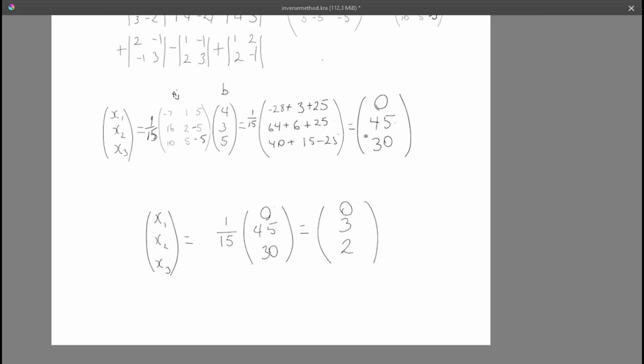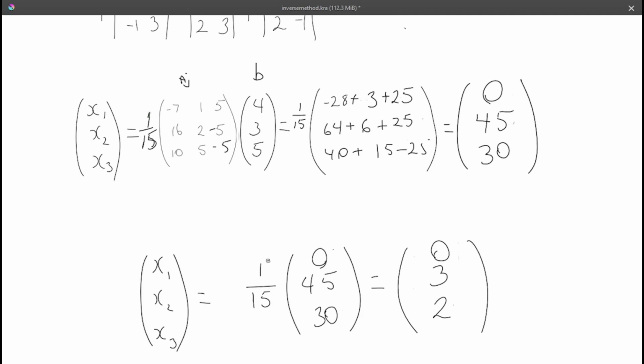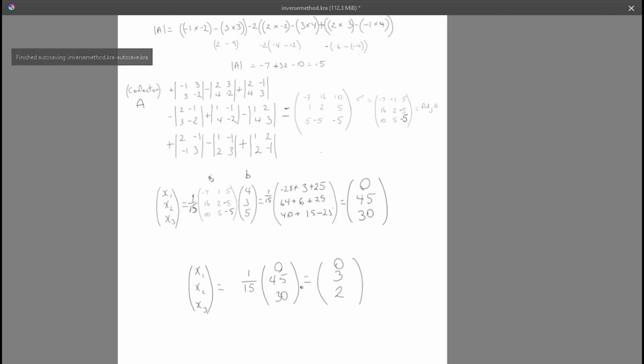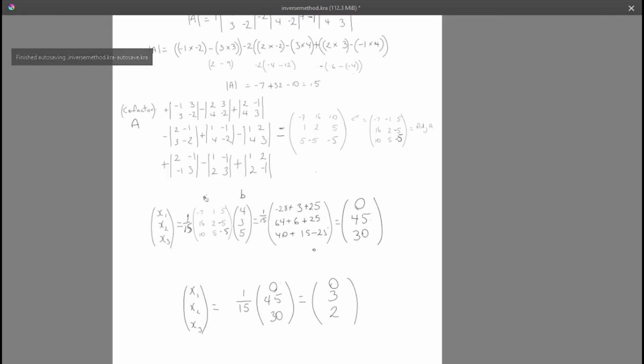So all we have to do is divide by the determinant now. And say 0 on 15 is 0, 45 on 15 is 3, and 30 on 15 is 2. So x1 is 0, x2 is 3, and x3 is 2. And that is it. We just solved the equation using the inverse method.